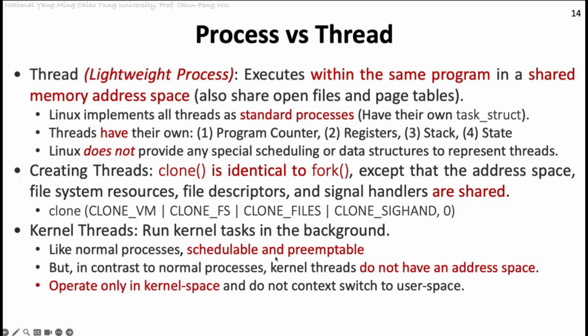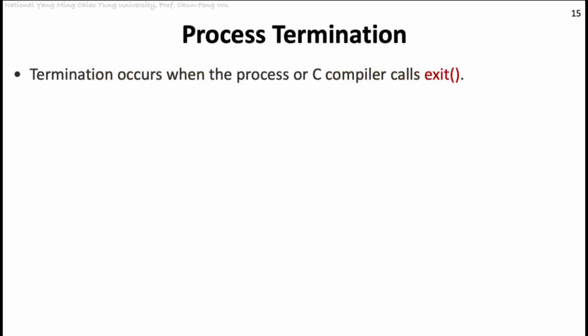And the thing is, a kernel thread, different from a user thread, operates only in kernel space. Kernel space means the CPU needs to switch to kernel mode to execute it. When the CPU is in user mode, it cannot run the kernel thread. Because it doesn't have its own user address space, a context switch to another kernel thread will be faster. So this is about process and thread.